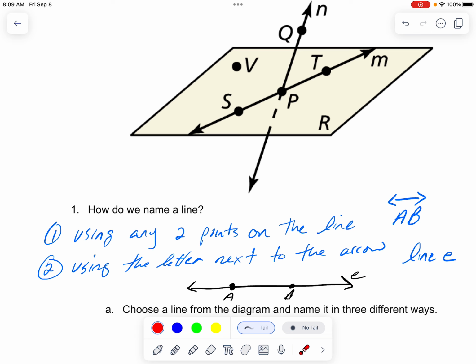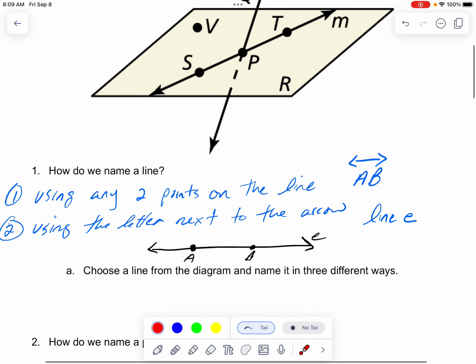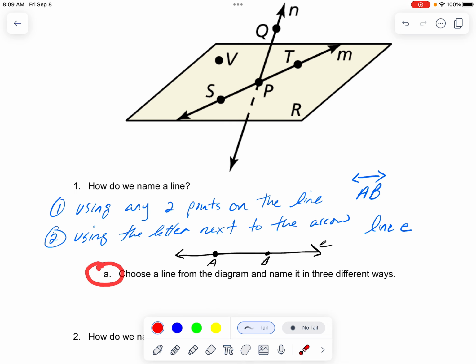In these notes, I'm going to pause at different times and recommend that you try things by yourself. This is a way for you to check in with yourself. So this would be one of those places. Choose a line from the diagram and name it in 3 different ways. I would pause, try that by yourself, and then come back and check in with yourself.